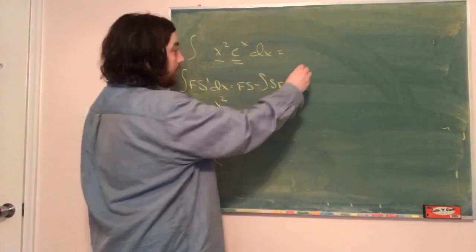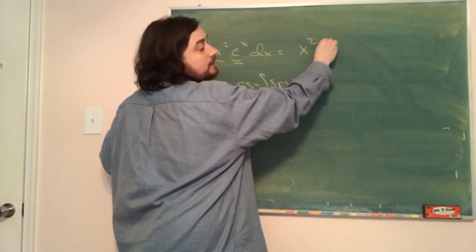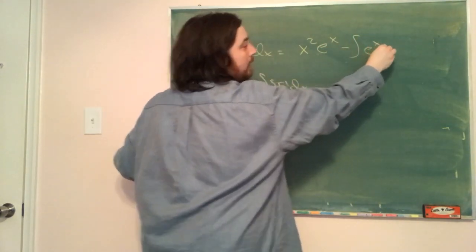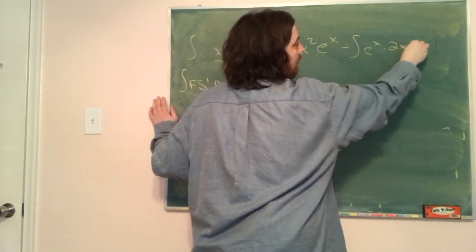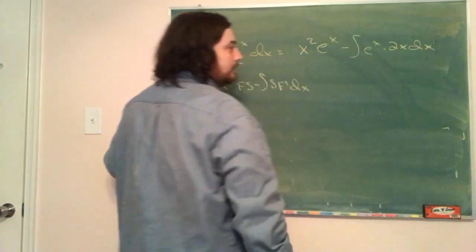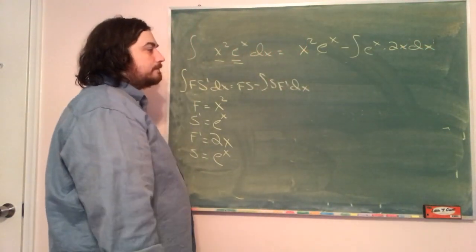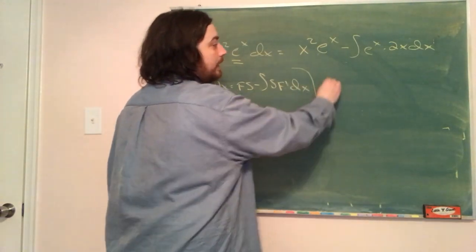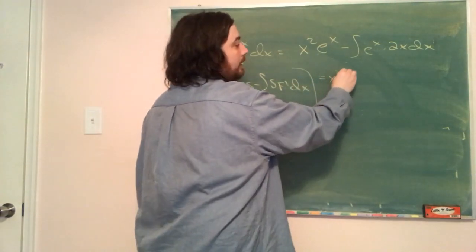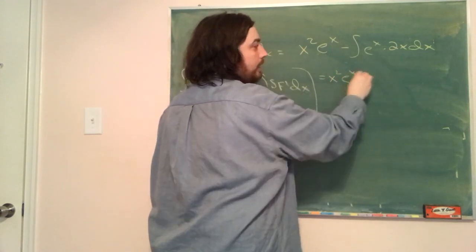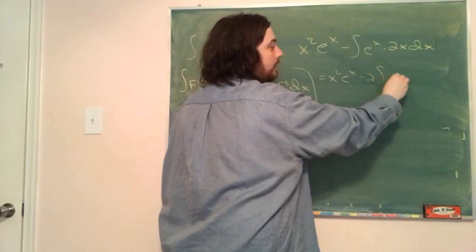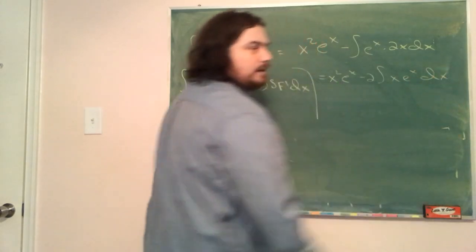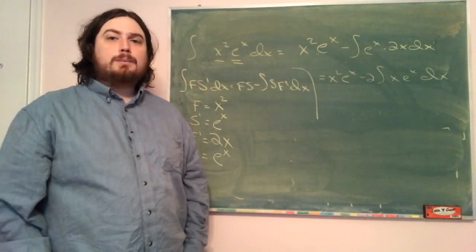I'm going to get first, which is x squared, times the second, which is e to the x, minus the integral of the second, which is e to the x, times the derivative of the first, which is 2x dx. So now from there, I'm just going to simplify this, and I'm going to get x squared e to the x, and I can factor out the 2, so minus 2 times the integral of x times e to the x dx.